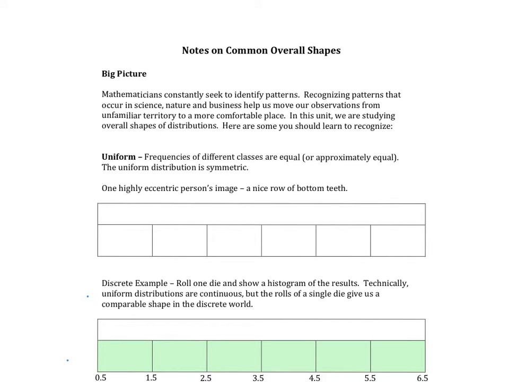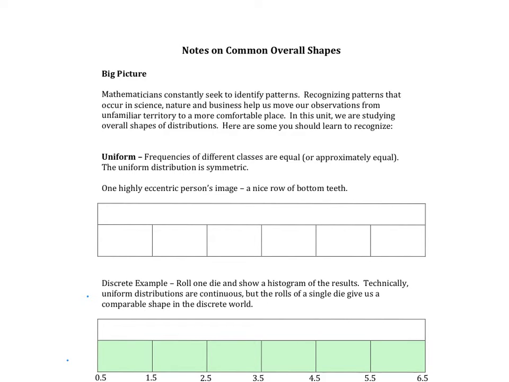Morning, everyone. Today we're going to talk about notes on common overall shapes of distributions. This is the first S, I guess it doesn't matter which S we talk about, in the SOX acronym that you learned about in your last set of notes. When we describe a data set, we need to think about four very important things: the shape of the distribution, the possibility of outliers, the measures of center or average in the data set, and the spread of the data or the variation in the data. And the notes today are focused on the shape of the distribution.